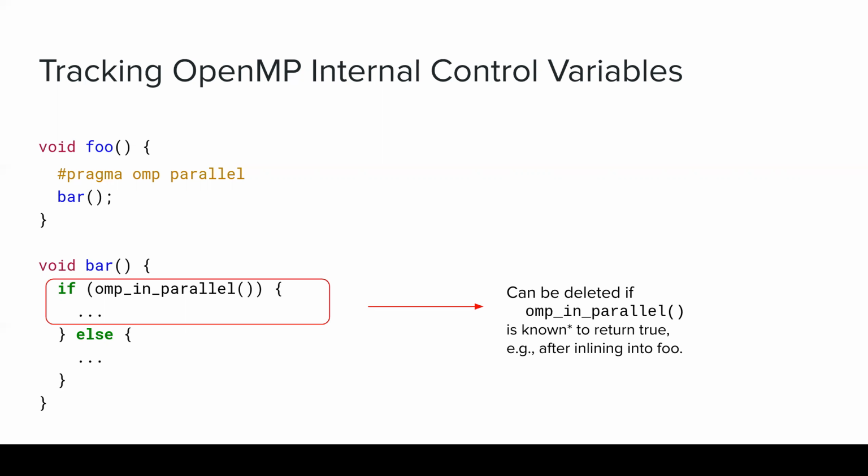So all these internal control variables that are basically set and checked with these runtime calls, we can track statically and try to replace the getters with known values based on directives that we see and based on setters that we see.